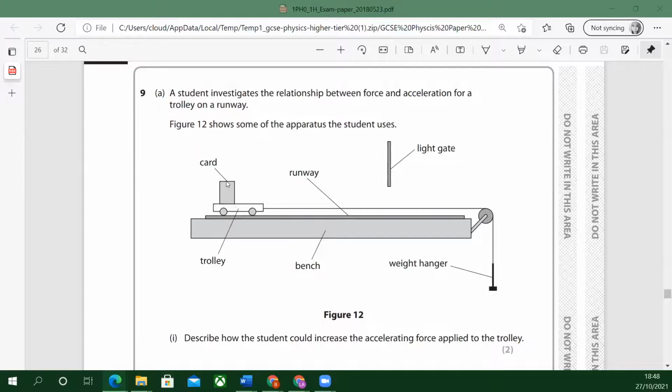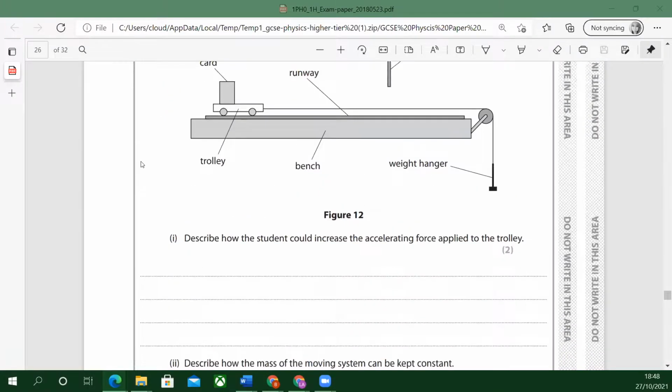So it will tell us which one we're dealing with in a minute. Runway, so just for it to run along. Bench, just like a table, and a weight hanger. Let's have a look at what it's asking us then.